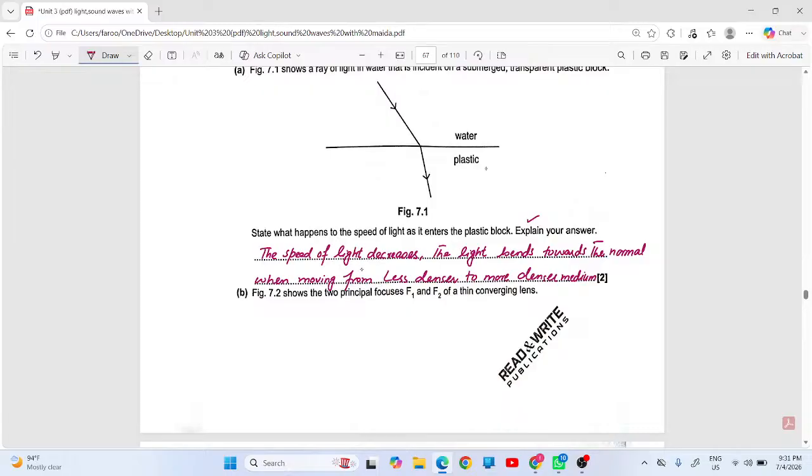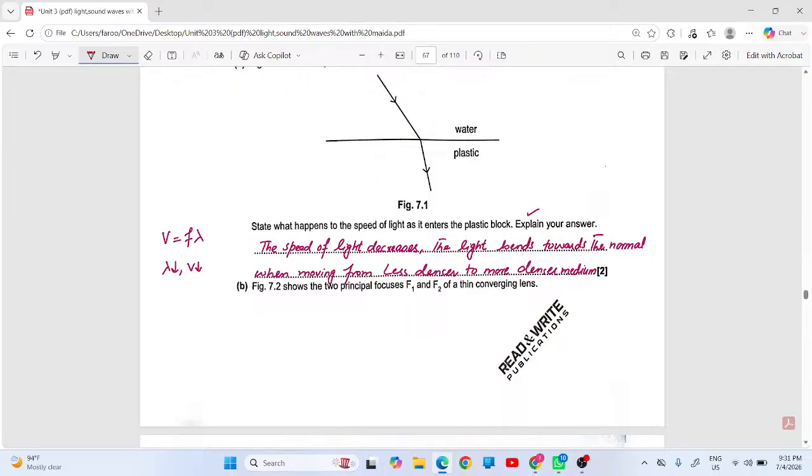Okay. So हमने इसमें क्या लिखा है? The speed of light decreases. Why does the speed of light decrease? Because it bends towards the normal, जिसकी वजह से its wavelength decrease हो जाएगी. और we know that v equals f lambda. If lambda decreases, so speed also decreases. ठीक है?